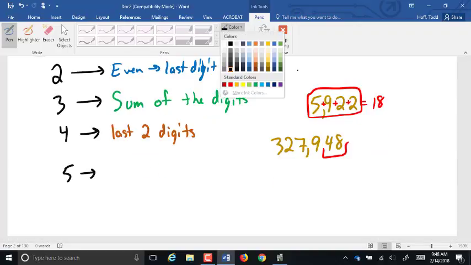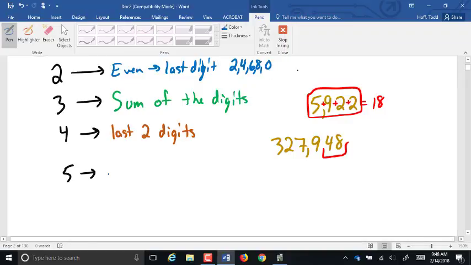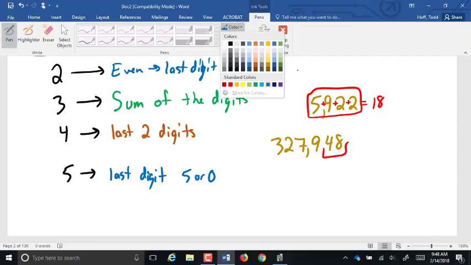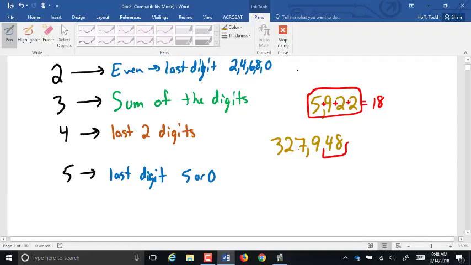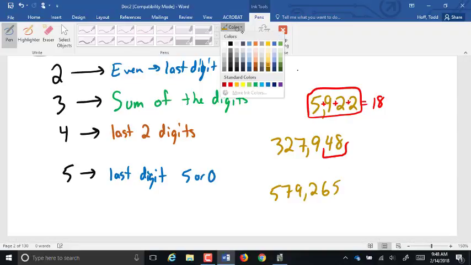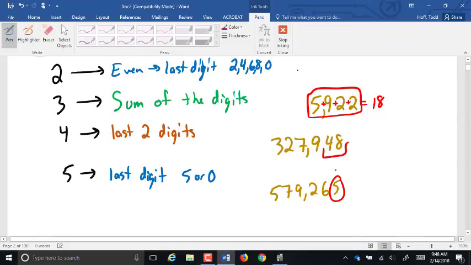5. How can you tell if something's divisible by 5? There you go. The last digit is 5 or 0. So again, some long number like that, 579,265, all that matters is that last digit.